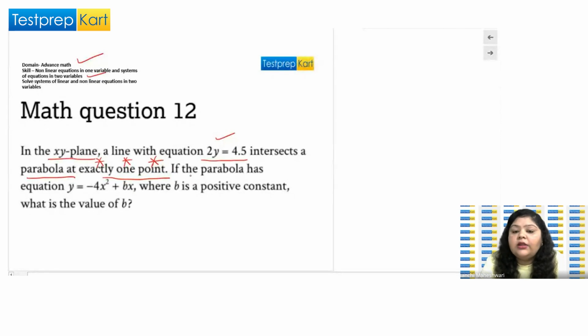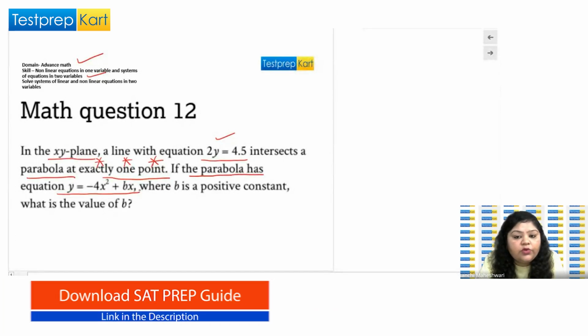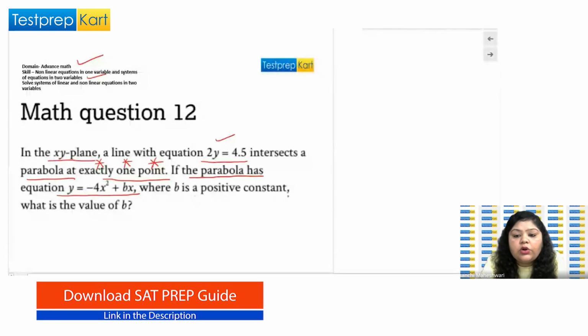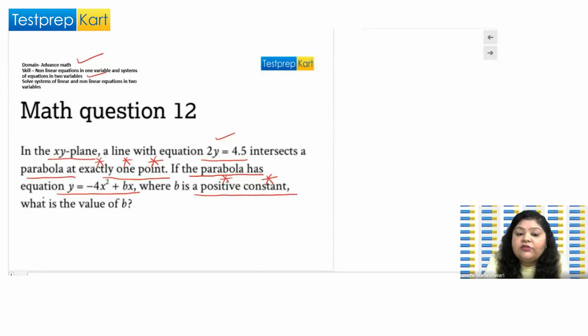Okay, now the question is saying, if the parabola has the equation this one, so this is the equation of your parabola, where of course b is a positive constant, so we have to remember that b is a positive constant. Then in such scenario we have to find the value of b.